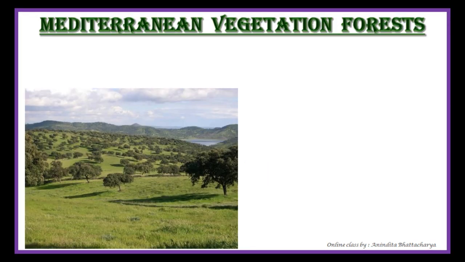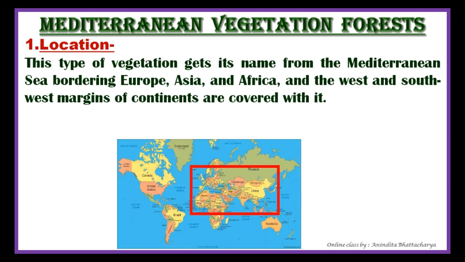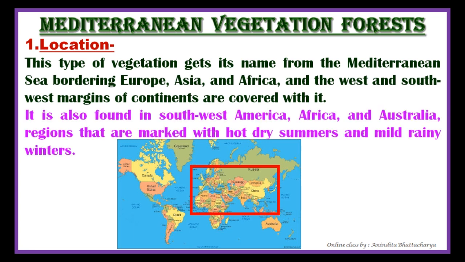Our next classification is Mediterranean vegetation. Location. This type of vegetation gets its name from the Mediterranean Sea bordering Europe, Asia, Africa, and the west and southwest margins of the continents are covered with it.